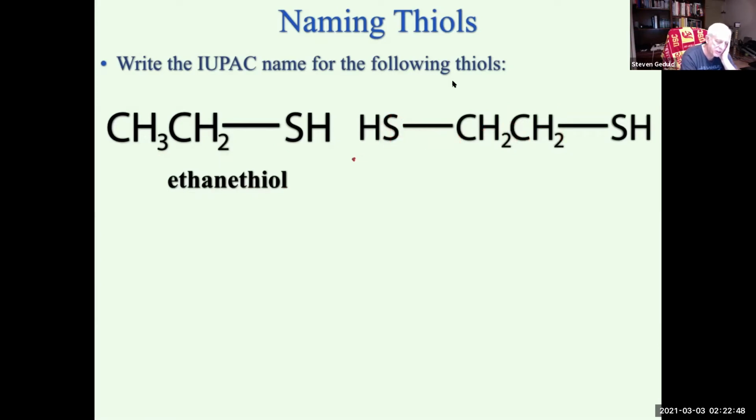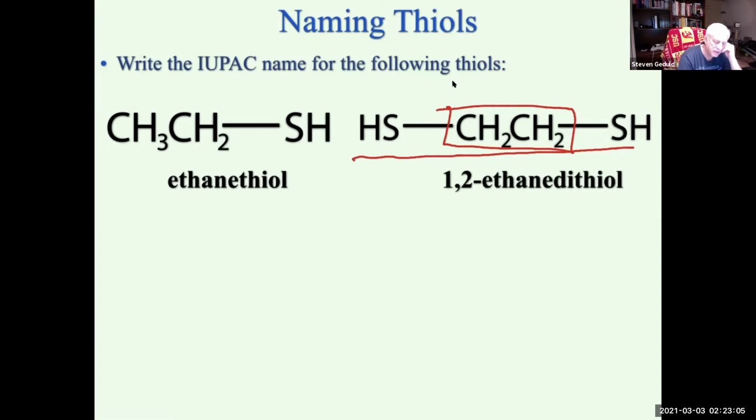Okay, this one here, 2 carbons again. Okay, so ethane and 1,2-dithiol. Okay, so 1,2-ethane dithiol. Here you have to put the numbers. Why?